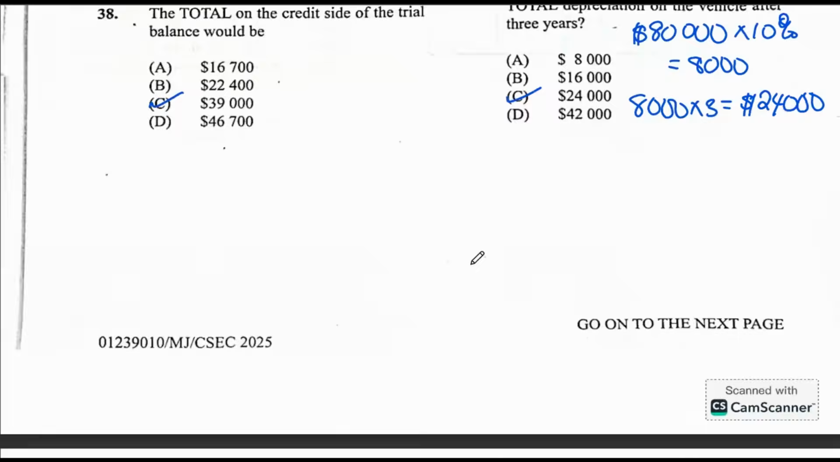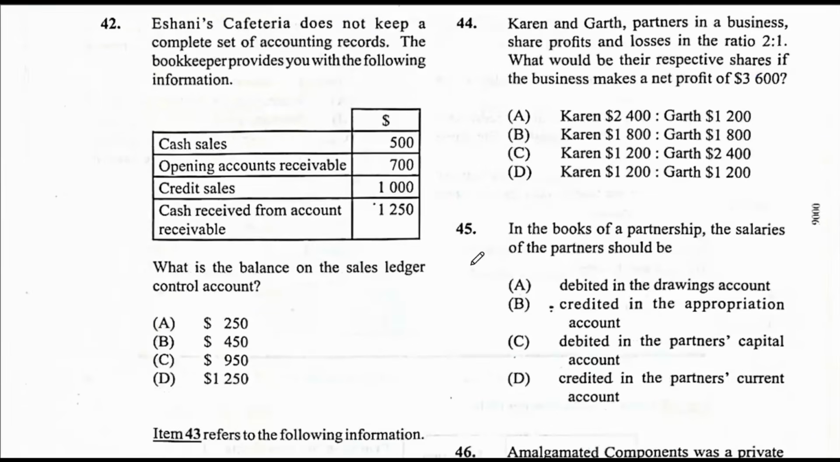Guys, nicely done. Alright, time for us to move on to question 42. Ishani's cafeteria does not keep a complete set of accounting records. The bookkeeper provides the following information. What is the balance in sales ledger control account? Now you have to remember, the sales ledger control account is basically a summary of all your customers' accounts in your sales ledger. So you need to know what is the balance on your sales ledger account.